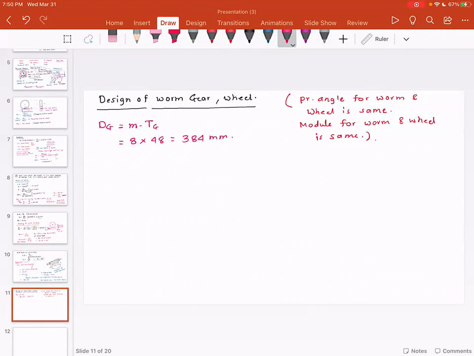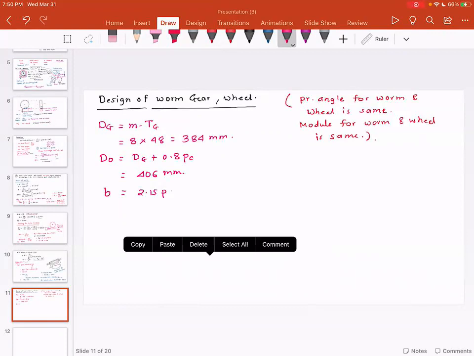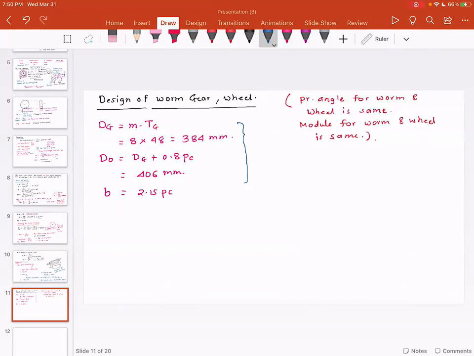Then outside diameter is DG plus 0.8 PC. That gives you about 406 millimeter. And the face width B is 2.15 times PC. And please note, these values can be obtained, as we discussed earlier in this lesson, from table 31.4. So this gives me about 59 millimeter. So these are all the important dimensions.